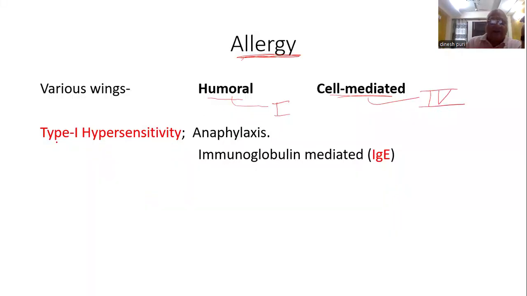So we are going to see type 1 hypersensitivity, where there is an abnormal, exaggerated humoral immune response, which is mediated by immunoglobulins. And the immunoglobulin affected in this type 1 hypersensitivity is IgE. It is also called anaphylaxis. I repeat, immunoglobulin mediated, and the principal actor here would be IgE. Let us see how does that happen.